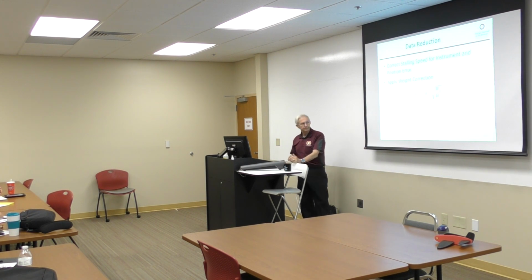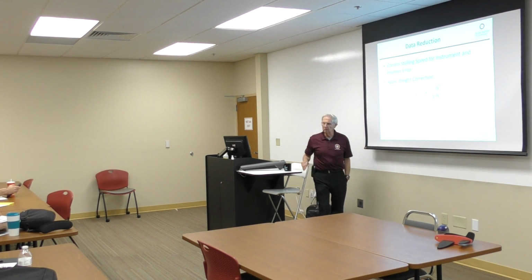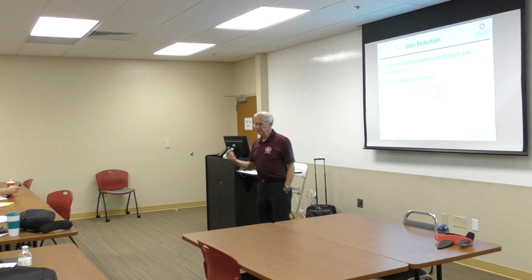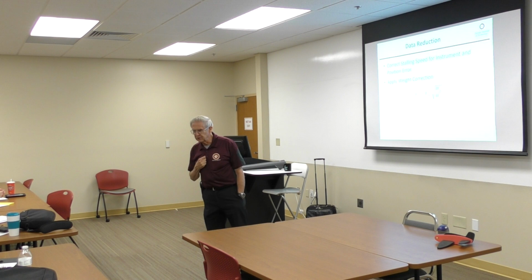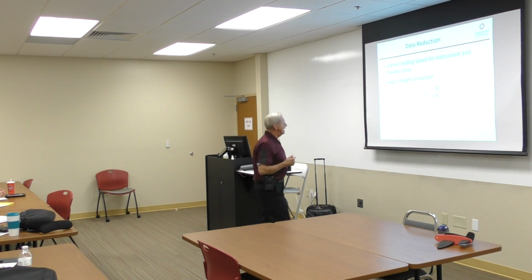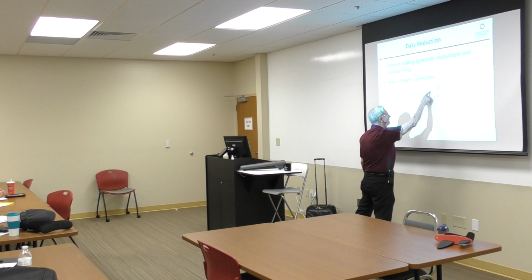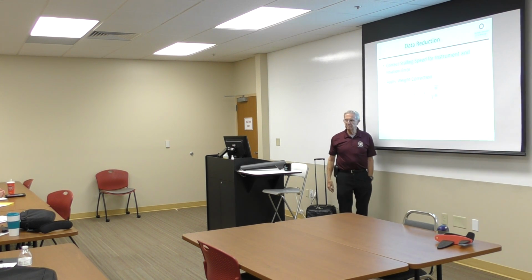Now, correcting the data, we're going to correct the stalling speed for instrument and position error, okay? So we go into our lab book and we determine what the instrument error is at that speed. We make that correction. Then with our airspeed cal that we got the first time we flew, we're going to apply that to that instrument corrected speed. And then that's going to be this test speed, okay?